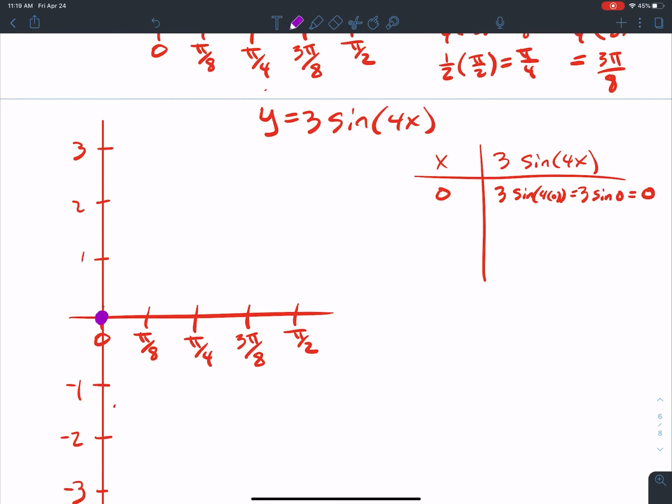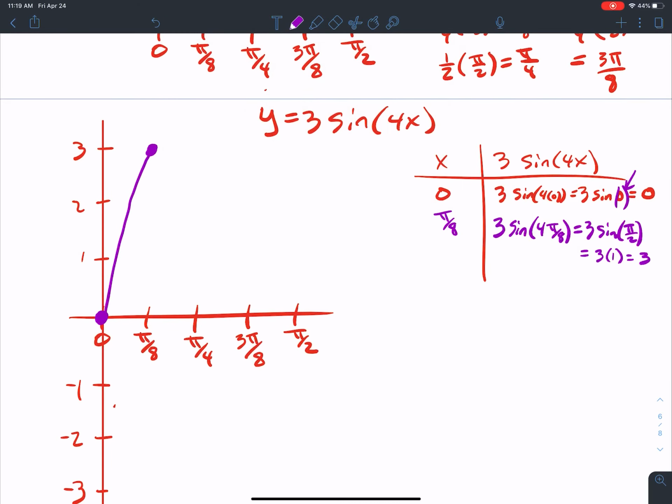Now the next one, pi over 8. If you think about it, when you plug in pi over 8 in here, what do you get? You get 3 sine pi over 2. You see the beauty in dividing the interval up into these 5 key points is that we're calculating sine of 0, sine of pi over 2, sine of pi. These are all values that we should have memorized by this point. So that's 3. So I go up to 3 here.